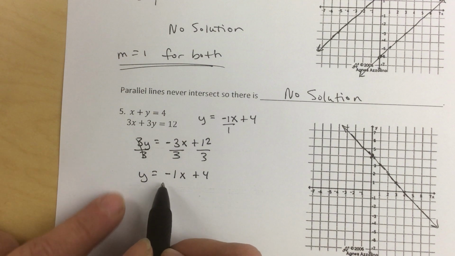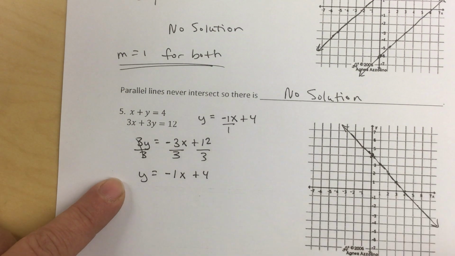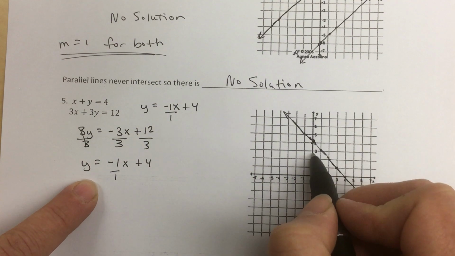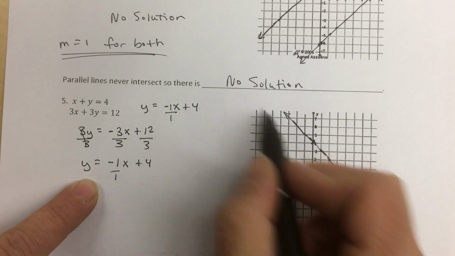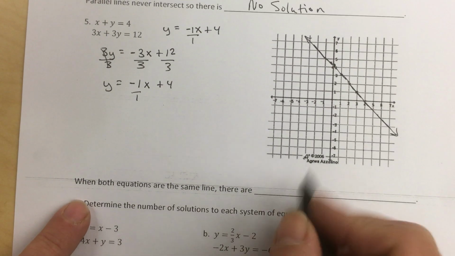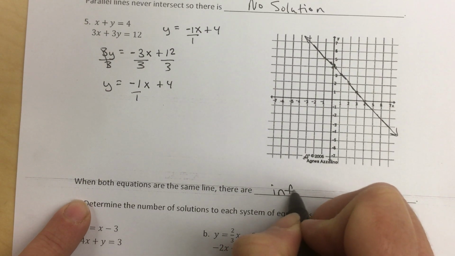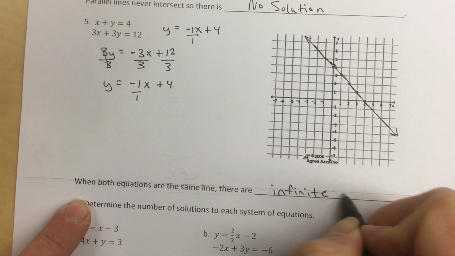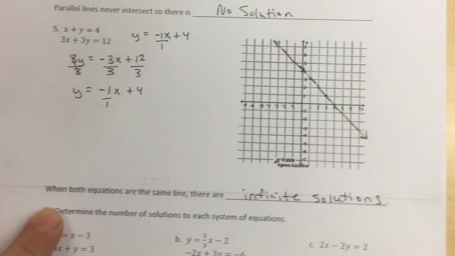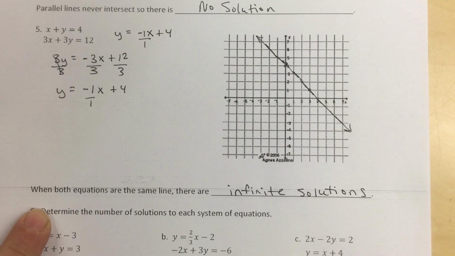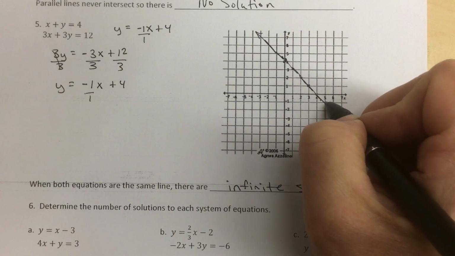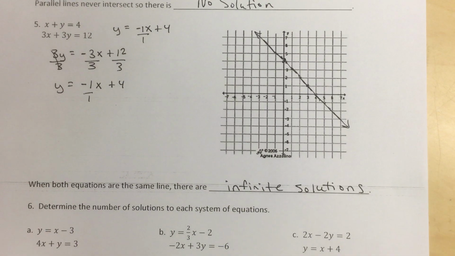So if I come over here to graph this, I'm going to go to plus 4, which is where I already was, and my slope is -1 over 1, so I'm going to go down 1 over 1. I get the exact same line. So when both equations are the same, there are infinite solutions. Infinite means no limit to how many there are. There's an infinite number of solutions because every point on this graph represents a solution.